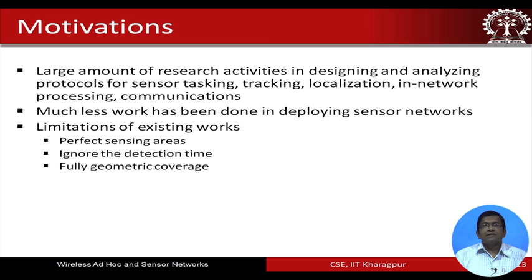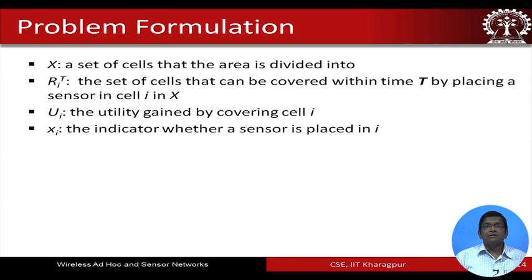The limitations of the existing works are like this: they assume that there is a perfect sensing area. That means a completely circular area or some regular, isotropic shape, ignoring the detection time and assuming that there is fully geometric coverage. These are some of the limitations of the existing works, and these limitations basically motivated the authors to perform this particular analytical study.